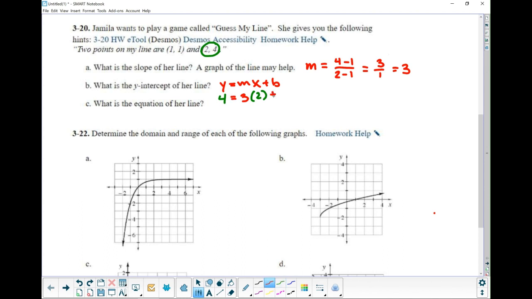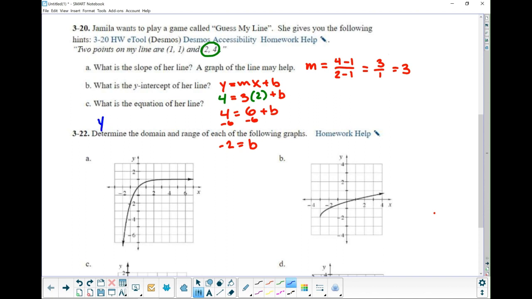That's going to equal 3 times 2 plus b. 3 times 2 is 6, so that's 4 equals 6 plus b. Take away 6 from both sides: 4 minus 6, and you get b equals negative 2. So what's the y-intercept of the line? b equals negative 2.